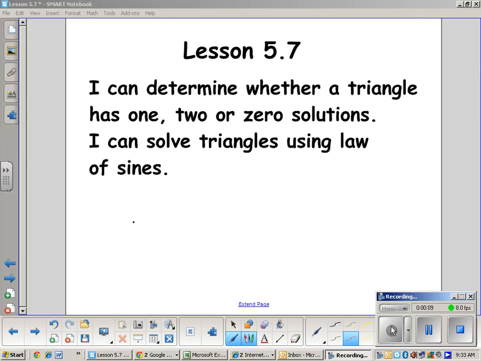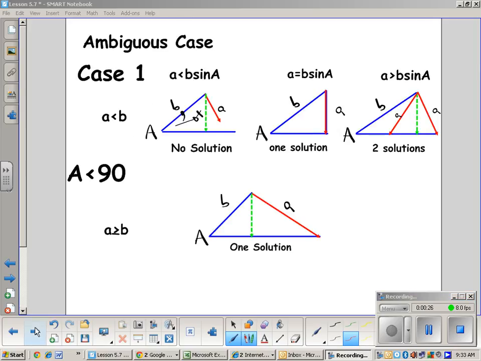I told you that sometimes the law of sines gives you two answers or bad answers. We're going to talk about those situations today. We're also going to apply the law of sines more to solve more triangles. So we have two scenarios.